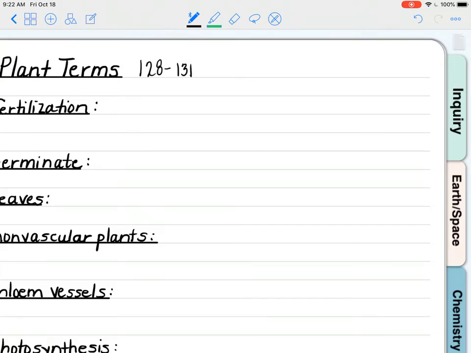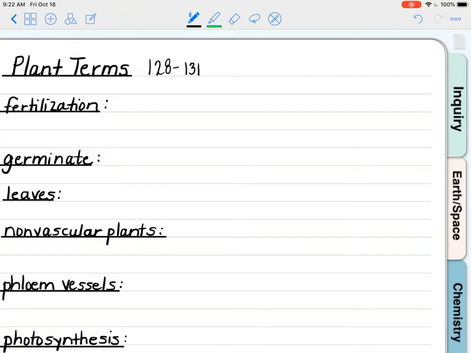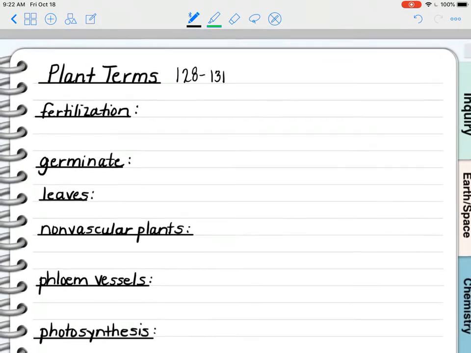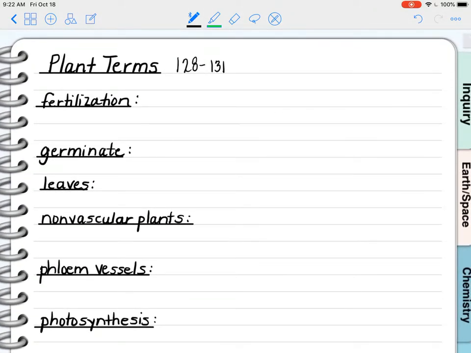So I want to give you the definitions of the terms that we're looking at. And then we will look at, I believe, a diagram. I'm looking ahead just a bit. No, actually, we've just got a lot of terms to start with. So we're starting with plant terms. And the first term, again, I'm on page 61, is fertilization.